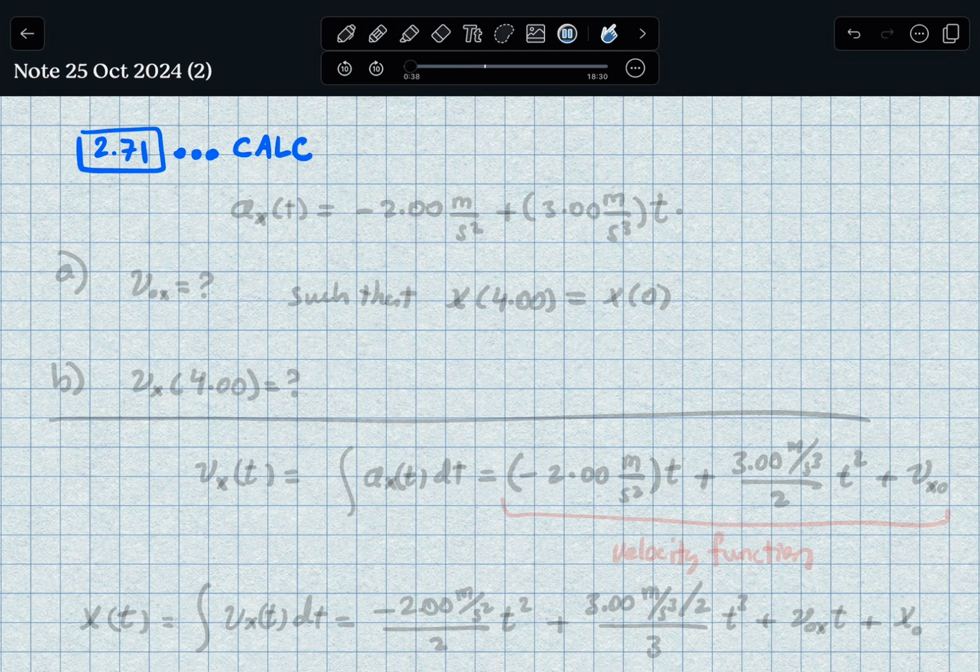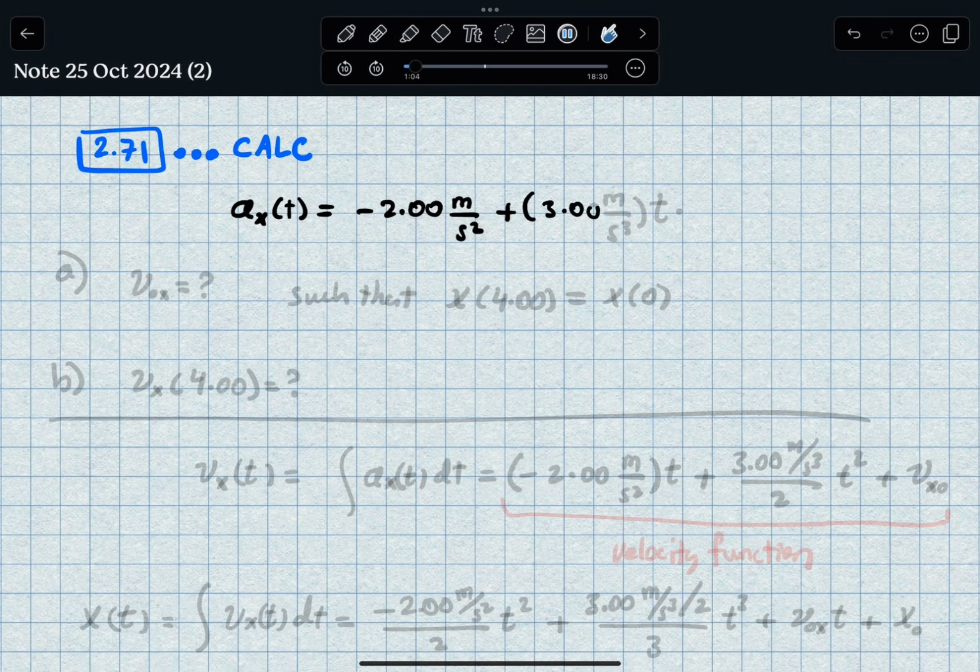The acceleration of a particle is given by this equation: a_x as a function of time equals minus 2 meter per second squared plus 3 meter per second cubed multiplied by t.